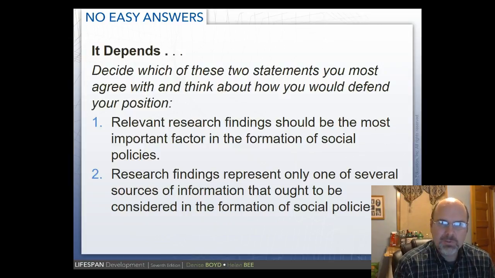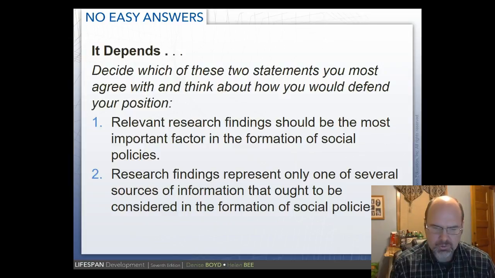Now, relevant research findings should be the most important factor in the formation of social policies, or should research findings represent only one of several sources of information that ought to be considered in the formation of social policies? That's a question to consider. Should we consider other factors, or should the research findings dictate social policy?